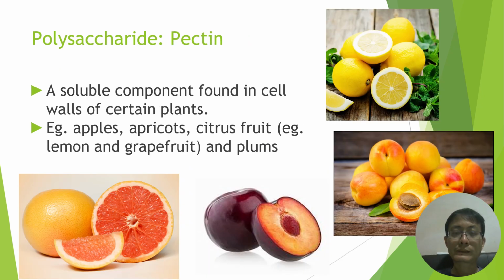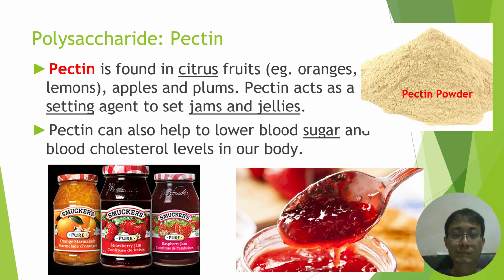Pectin is another kind of non-starch polysaccharide. Compared to cellulose, which is insoluble, pectin is soluble, and can be found in certain fruits like apples, apricots, and citrus fruits. Generally it helps to lower your blood sugar levels, and thus helps to prevent diabetes and lower blood cholesterol levels.